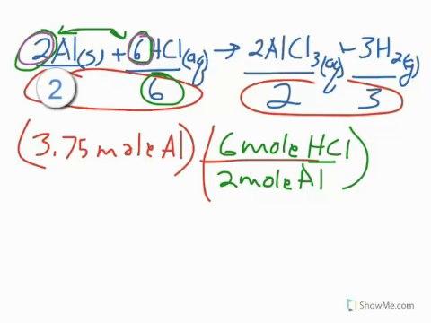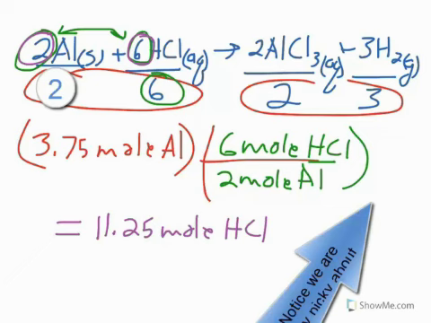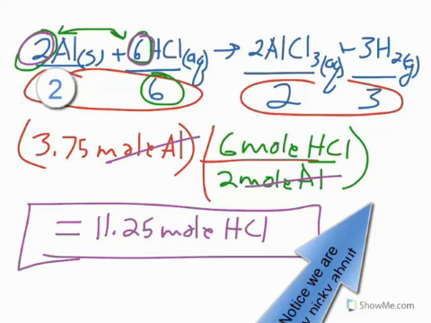And that's all there is to it. So really you just got to read the question carefully. So when I do the math, I get 11.25 moles of HCl. The moles of aluminum canceled, that's what I'm left with. And that's the problem. So these problems are all very simple. You just need to be able to read the problem carefully and see what it's asking for.